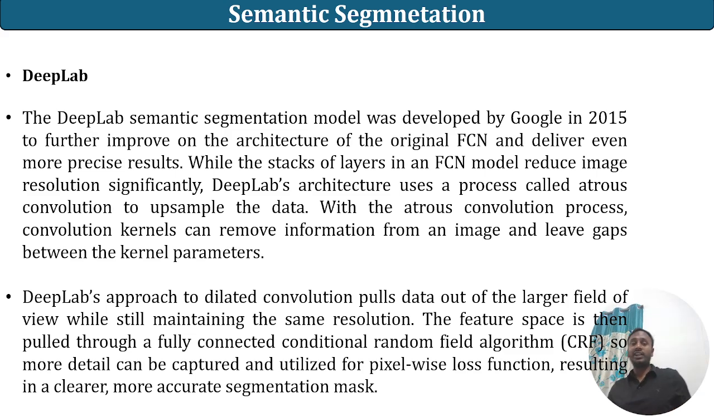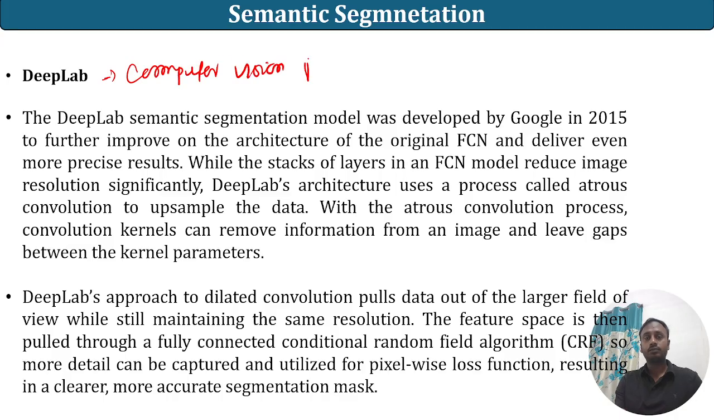Then one more that we have is DeepLab. DeepLab is again a computer vision problem only. It was developed by Google in 2015, further improving on the architecture of the original FCN, the fully convolutional network, and it gives much more precise results.